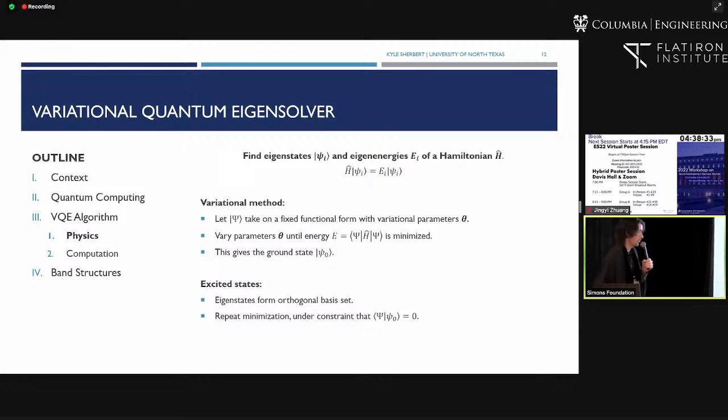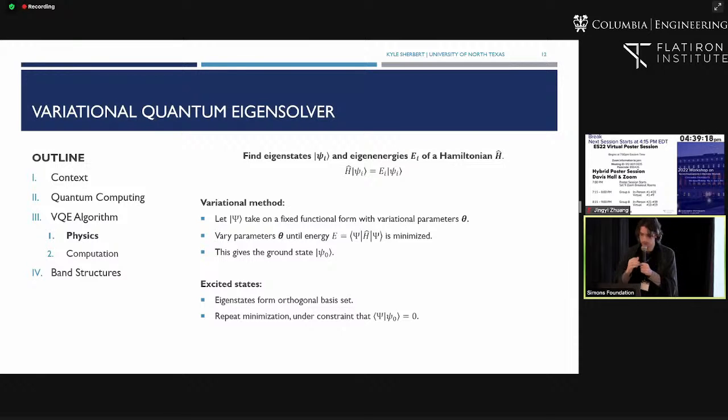So the objective is to find the eigenstates and eigenenergies of a Hamiltonian, and we basically proceed by asserting that the wave function fits some functional form that has some parameterization. And then we just find the parameterization that results in the smallest energy. And that guarantees, under the variational principle, that the state that we found is a good approximation of the ground state of the system. And in fact, if our ansatz, that functional form, is sufficiently expressive, then it may indeed be precisely the ground state.